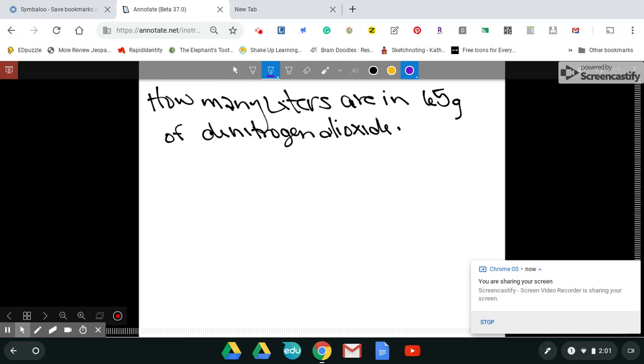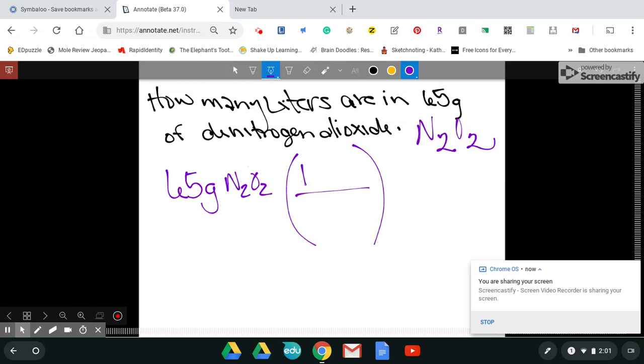So how many liters are in 65 grams of dinitrogen dioxide? So first, write your formula. Di means 2, so N2O2. All right. So I know I have 65 grams of this. I got to first get out of grams. So 1 mole equals 14 times 2 plus 32. So this is 60 grams. Notice grams are gone.